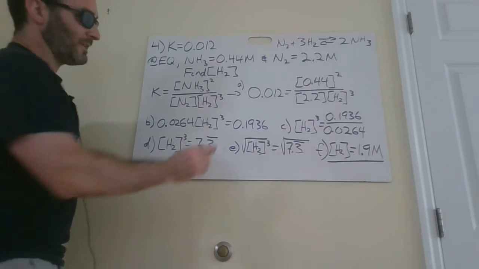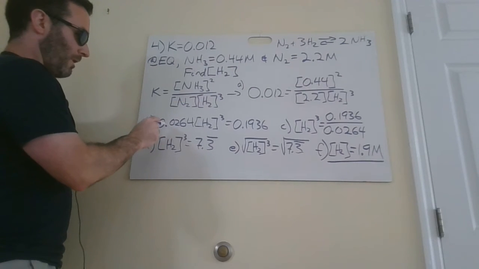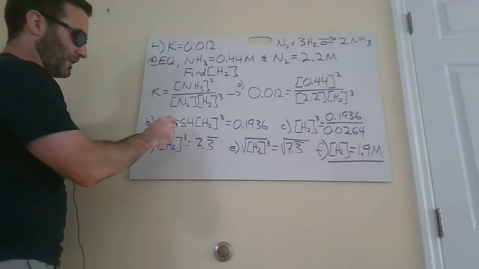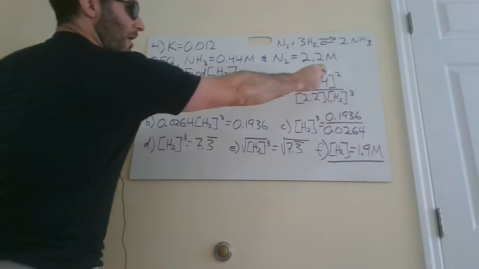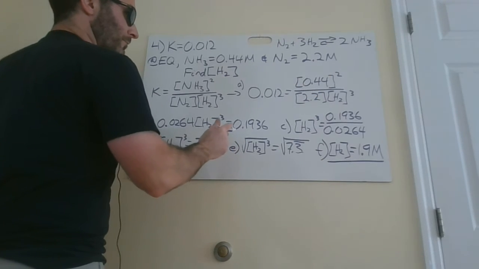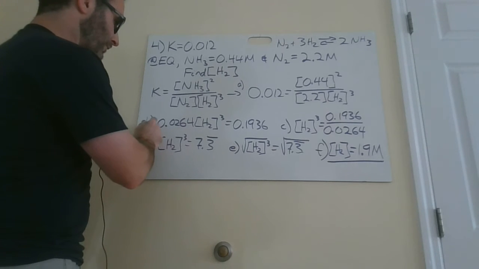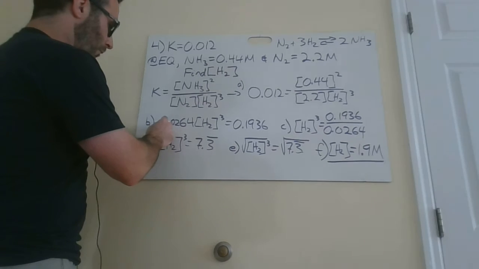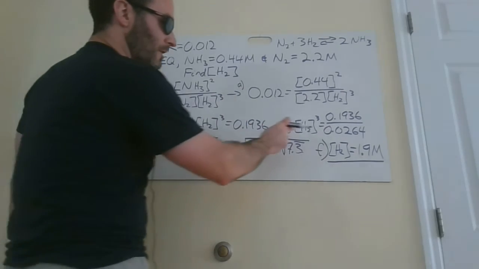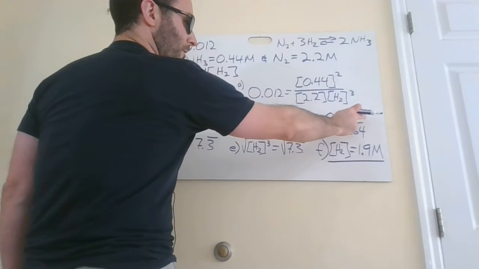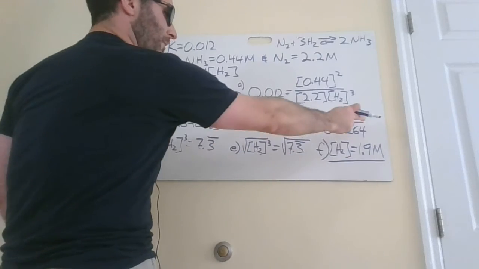So on this one, I think it's easier if I multiply each side by 2.2. Well, that gives me 0.0264 times hydrogen gas cubed. Well, and then if I do 0.44 squared, that gives me 0.1936. Okay, well, divide each side by 0.0264, and that gives me my variable cubed by itself. So there you go, 0.1936 over 0.0264.